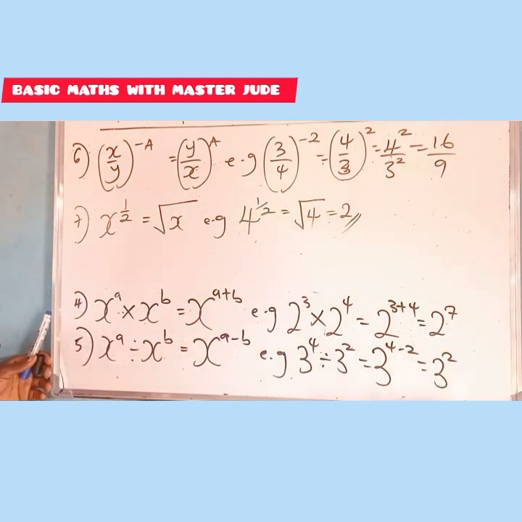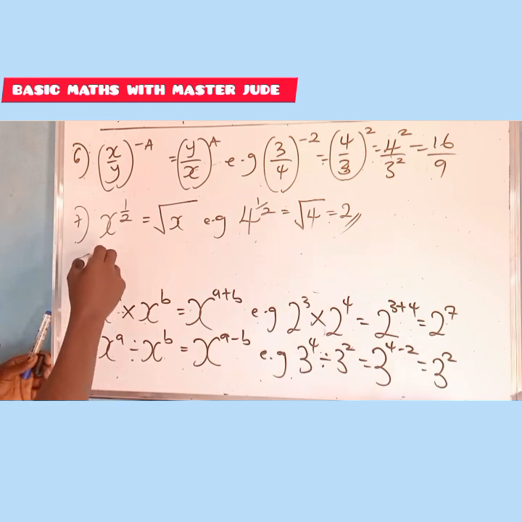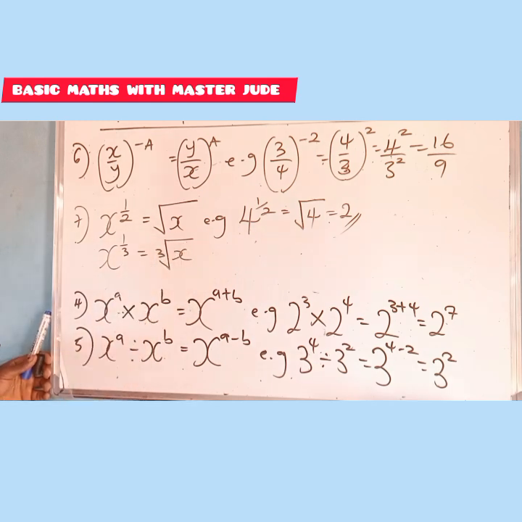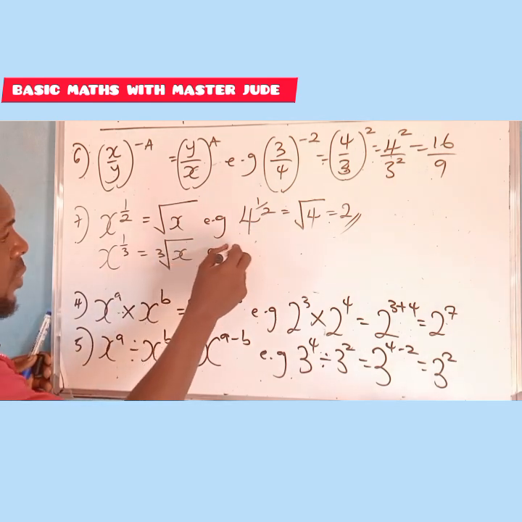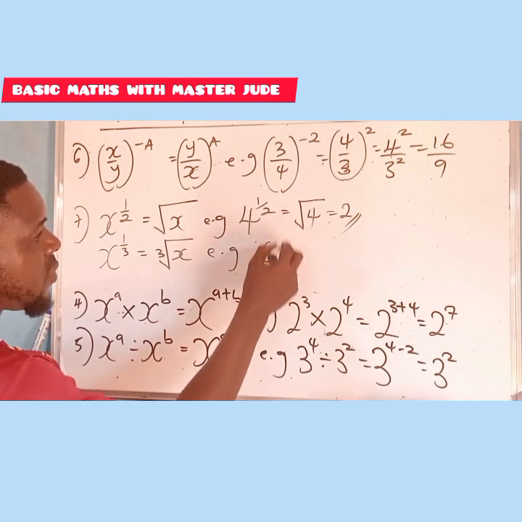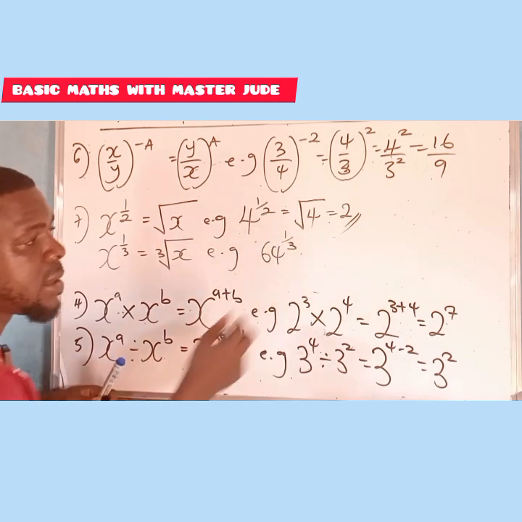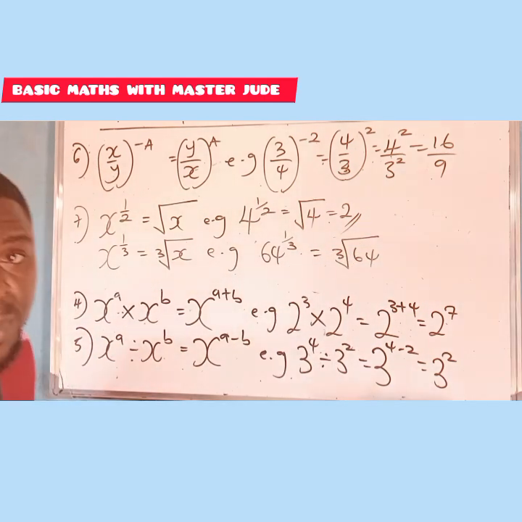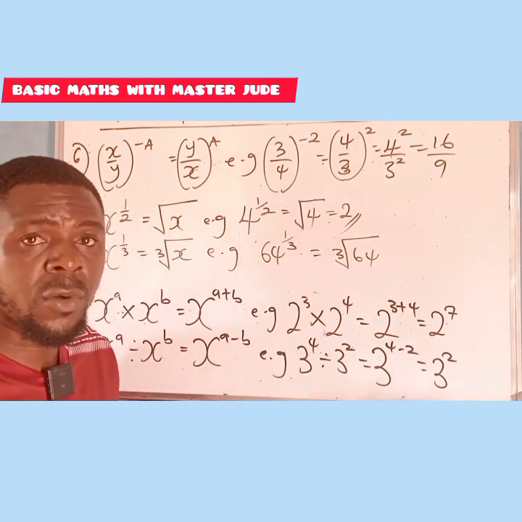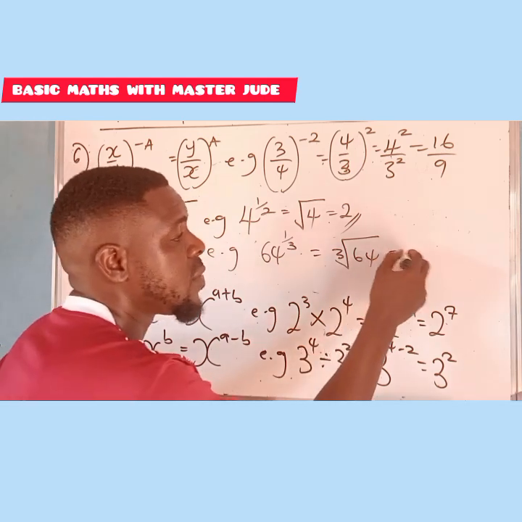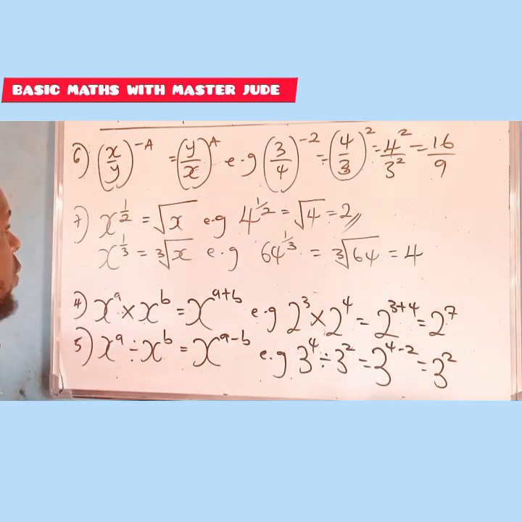Now another law we have, this is under the seventh law. If you have x raised to power 1 over 3, it's telling you cube root of x. For example, if I have 64 raised to power 1 over 3. Now this is cube root of 64. Cube root means which number will I multiply 3 times to give me 64? 4. 4 times 4 is 16. 16 times 4 will give me 64. So the cube root of 64 is 4.